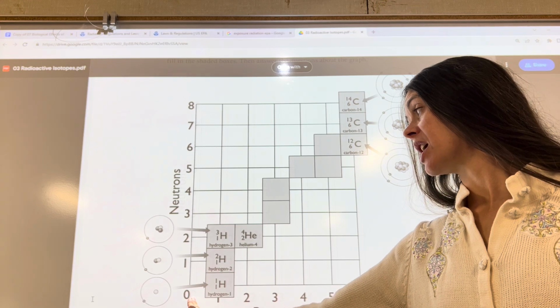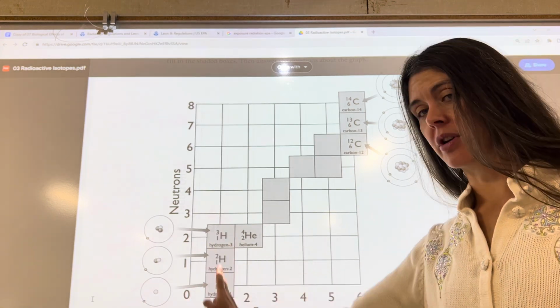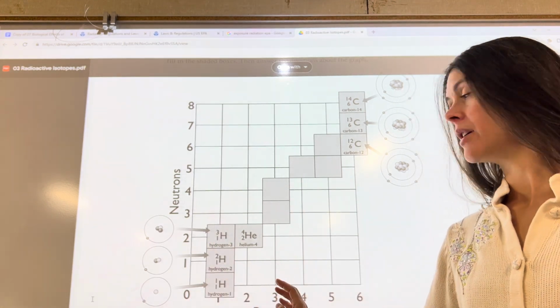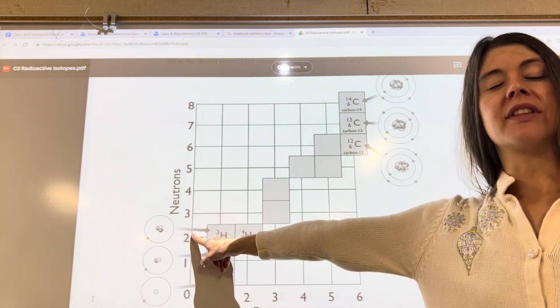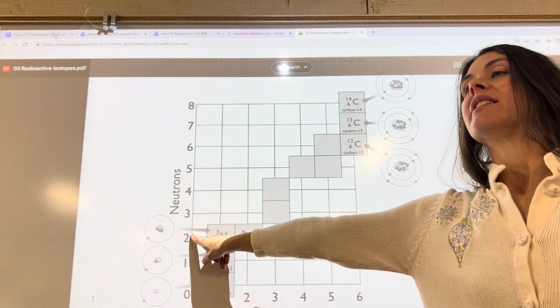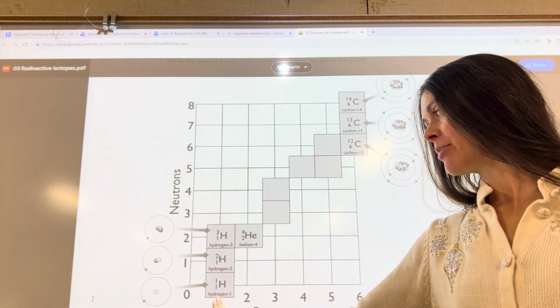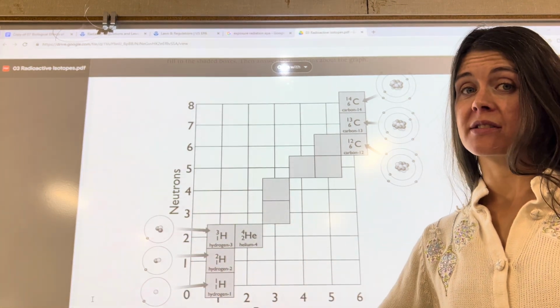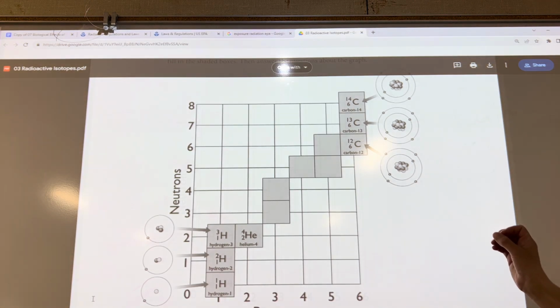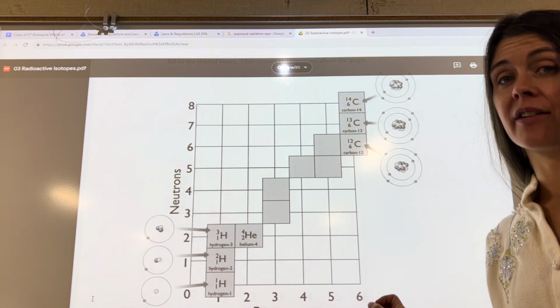If you have 1 proton, you are hydrogen anywhere in the universe. If you have 2, you are helium. But we'll see that we can have a different number of neutrons for different elements, and that's what makes an isotope. Same number of protons, but a different number of neutrons. So this first question asks, how many isotopes does hydrogen have?